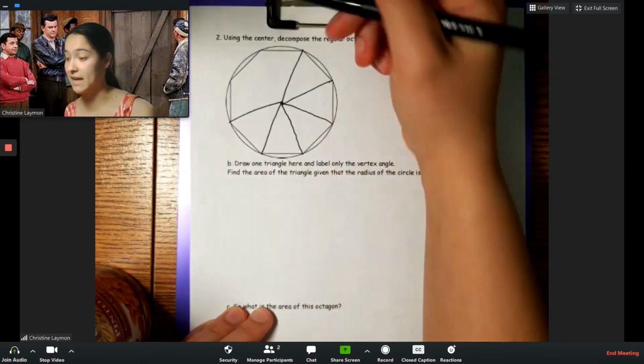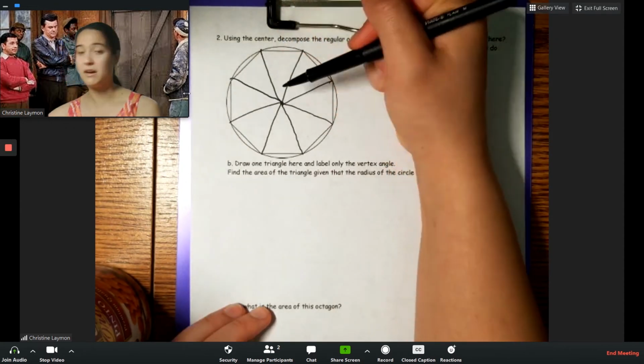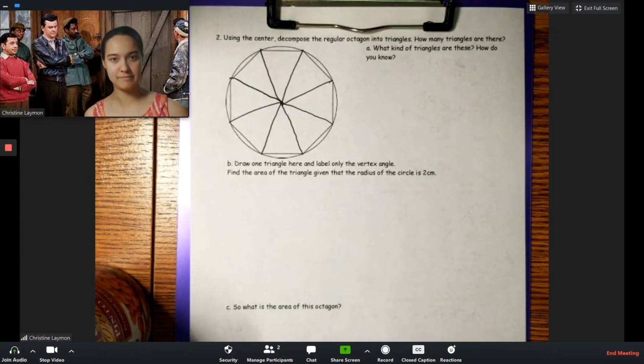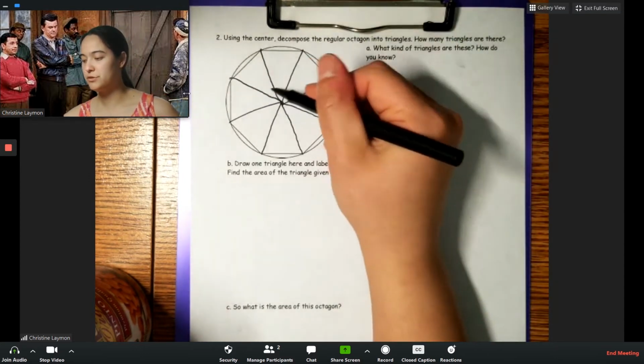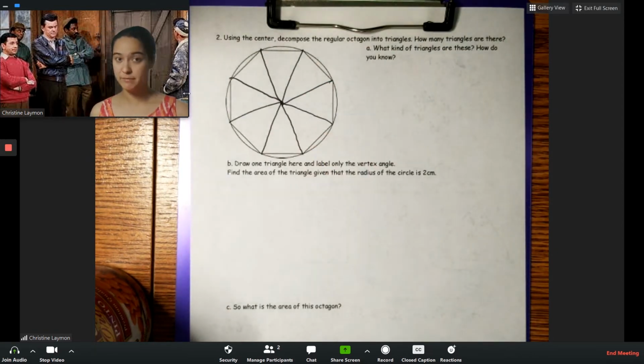Just making a sketch. If I wanted it to be exact, I would totally grab a ruler. But I just want you to see what this thing looks like. Okay. So this time I have 1, 2, 3, 4, 5, 6, 7, 8 triangles that have to be the same. Again, the central angle is always the same.